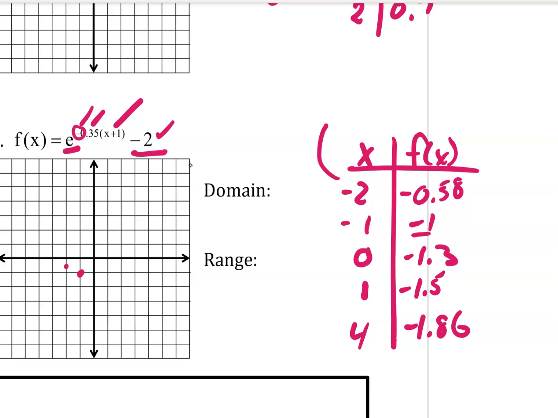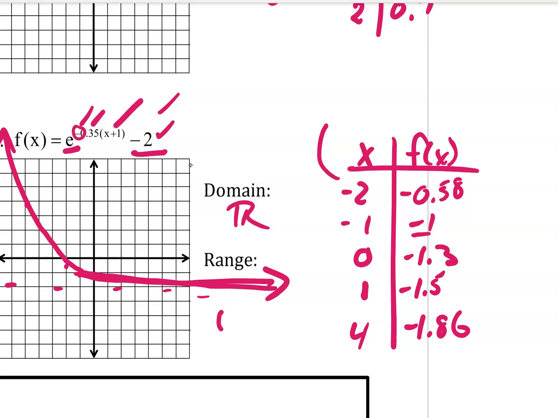And what you'll really see is we go up. And then, that's not even exactly right. It's more like this. And then on the bottom side, we know we have an asymptote at negative 2. So our domain, all real numbers once again, and our range, y greater than negative 2. All real numbers such that y is greater than negative 2.